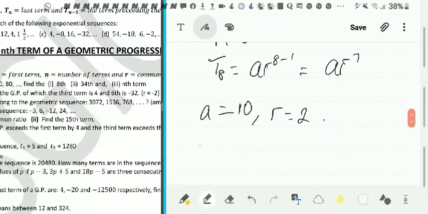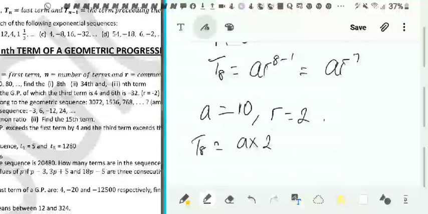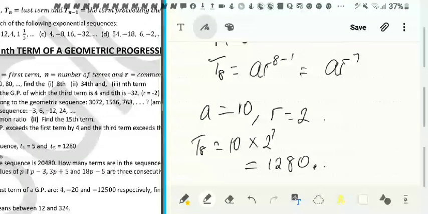Okay, so now T8 will be equal to what? A times R. R is 2 raised to the power of what? 7. I should have just put this 10. A is 10 times 2 raised to the power of 7, giving me what? 2 raised to the power of 7. So this will give me 1280. So that's the 8th term.